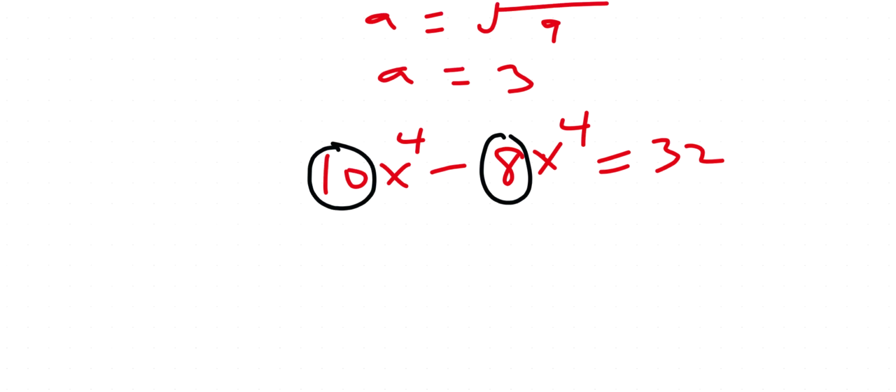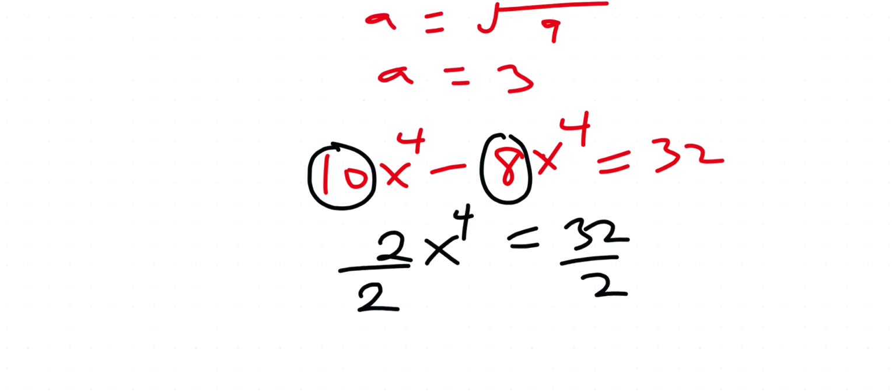So you have 10 of this, you have 8 of that, you become 2x raised to power 4 equals 32. Like we did all the time, we want to cancel out 2 here so that we can find x raised to power 4. So you divide by 2. And for me, these two, we cancel this. You have x raised to power 4 is equal to 16.